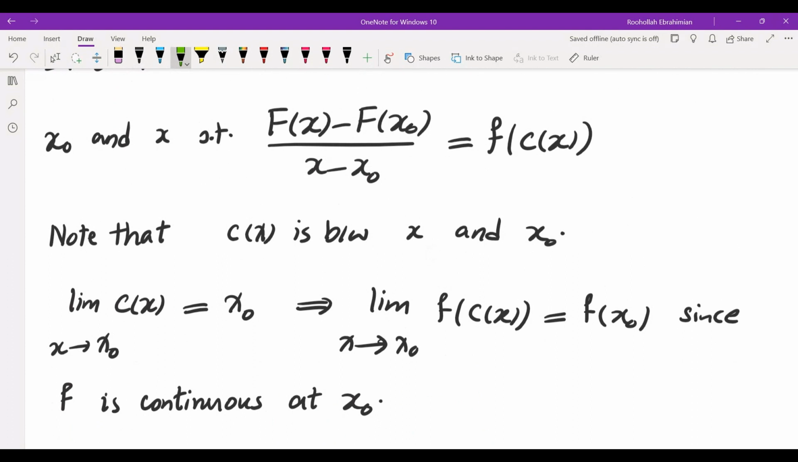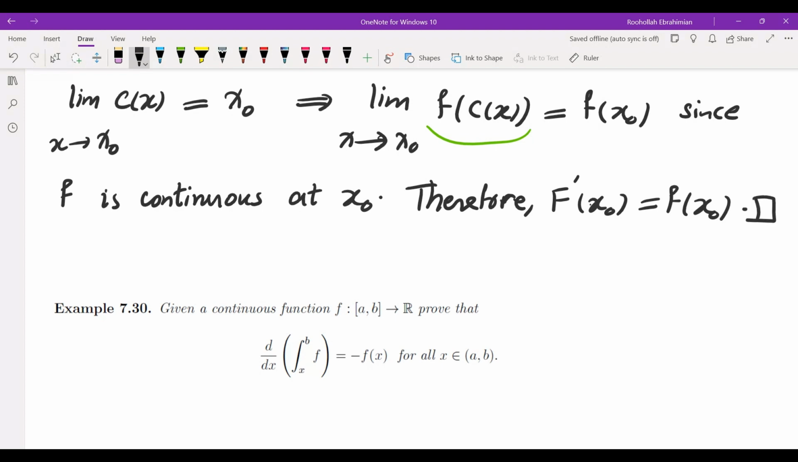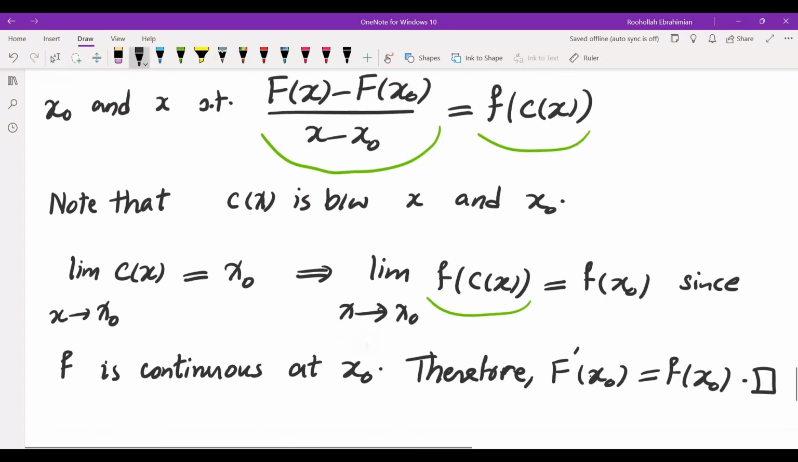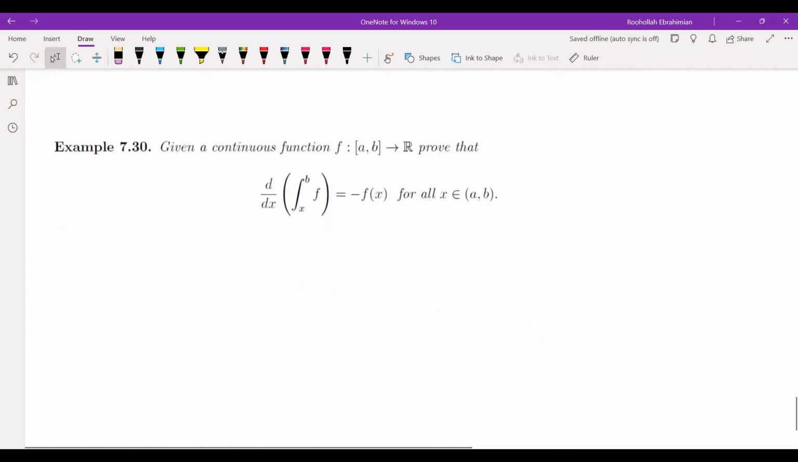And what was the limit of this when x approaches x naught? That's exactly F prime of x naught. Therefore, capital F prime of x naught is equal to lowercase f of x naught. And that's the end of the proof here. So the derivative of the integral becomes the integrand.